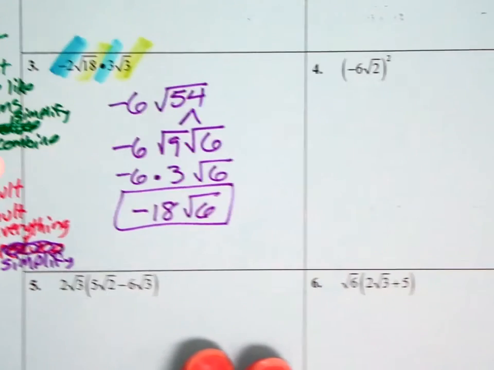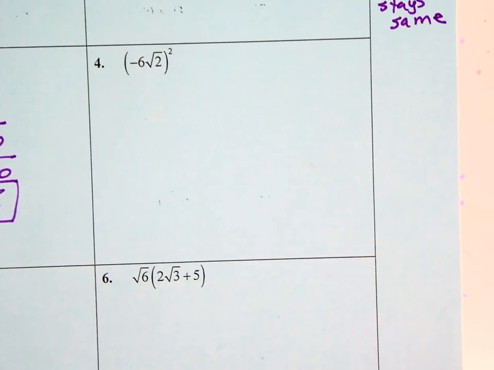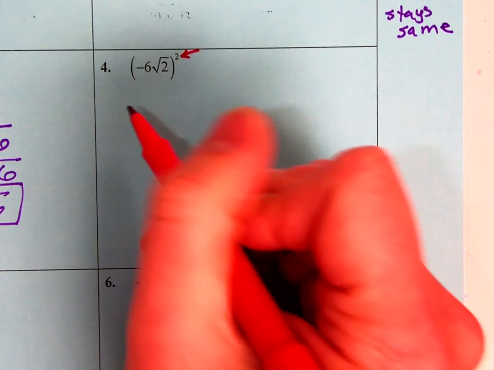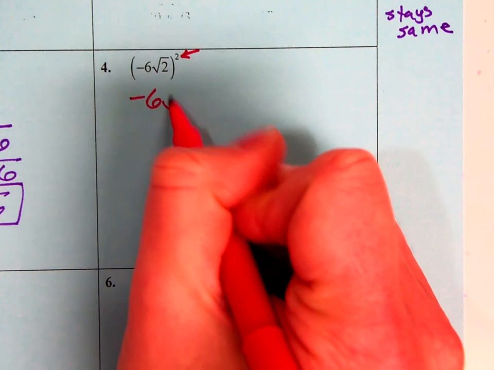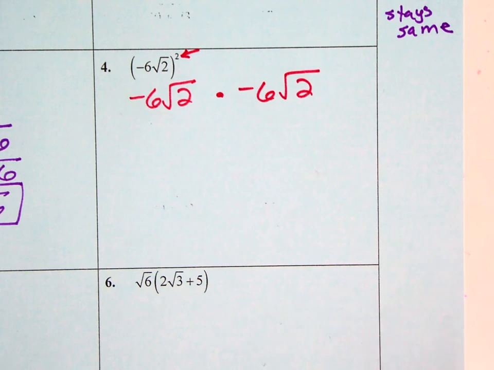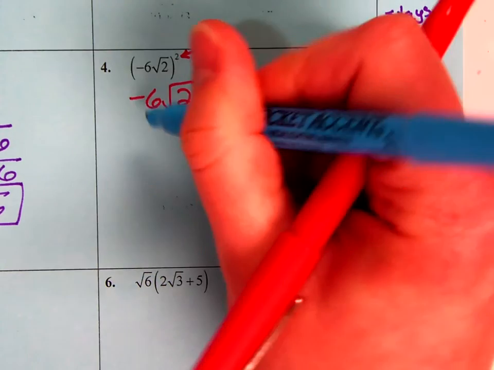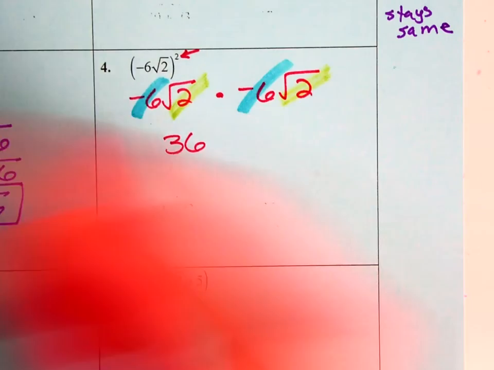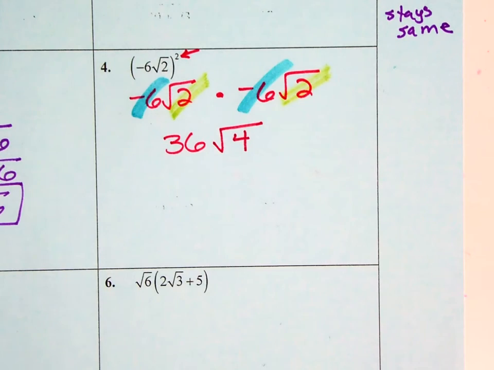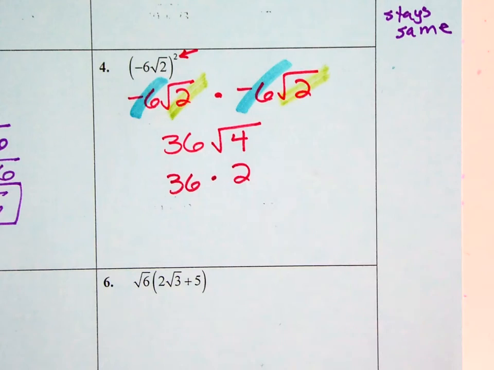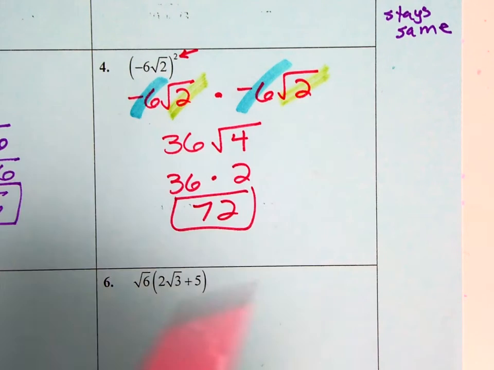All right. Number 4 is very similar to this because, again, it requires multiplication. But remember, whenever you see this exponent of 2, that means I'm going to take whatever's in the parentheses, which in this case is negative 6 square root of 2, and multiply it by itself. So again, since it's multiplication, we multiply everything together first. So I'm going to do negative 6 times negative 6, which is positive 36. Then I'm going to do square root of 2 times square root of 2, which is the square root of 4. Now that everything's together, now I simplify. The square root of 4 is 2. Bring down the 36. We multiply them together to get 72.